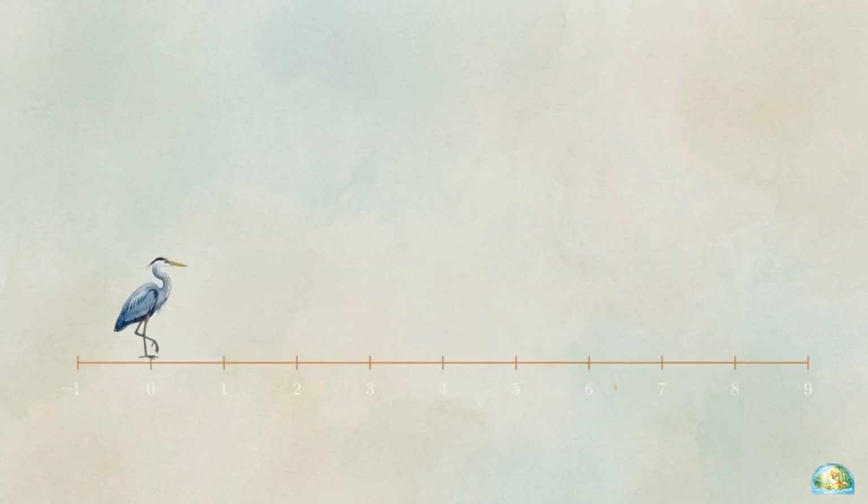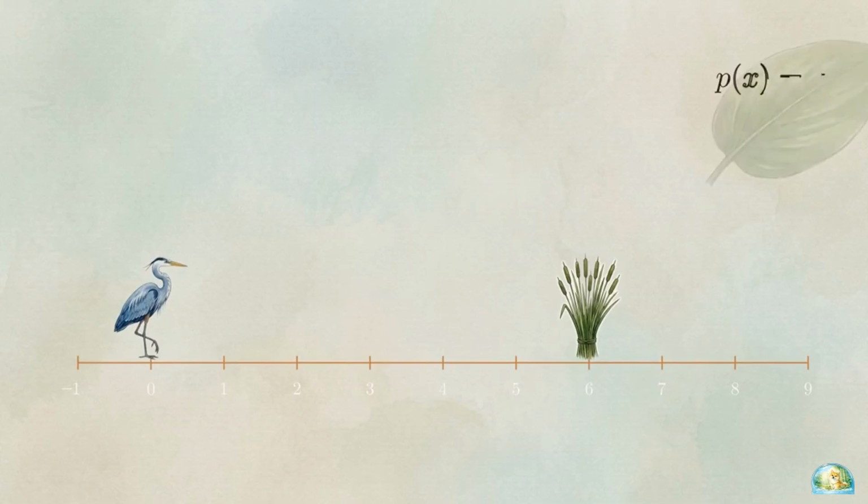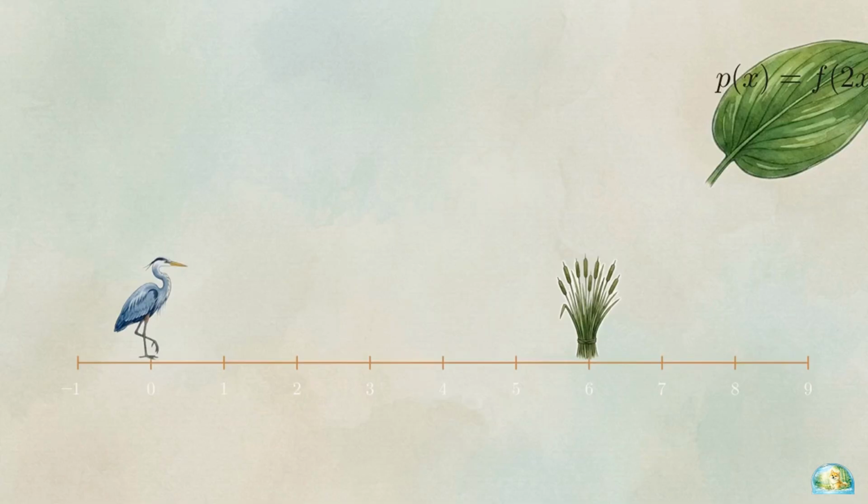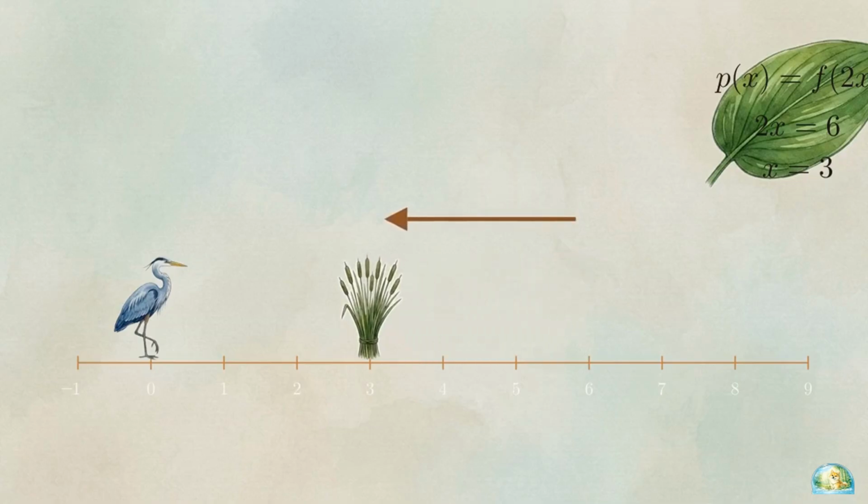Further ahead in the translation reads, a physical feature sits at an original input of 6. If p of x equals f of 2x, how does the point where f has input 6 show up on p? To get the same inside value 6, solve 2x equals 6. That gives x equals 3.